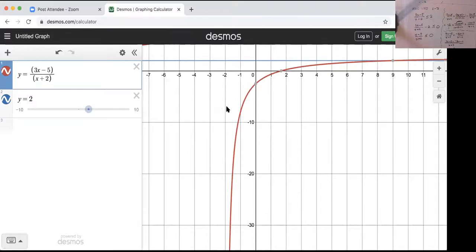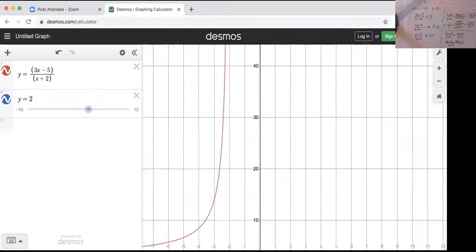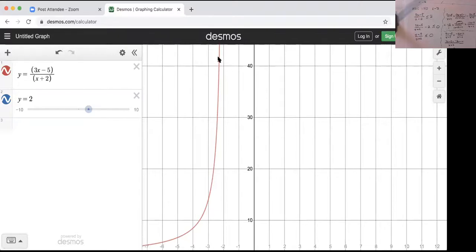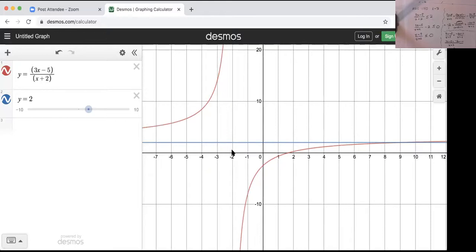Until I get to -2, and then boom, on the other side of -2, it jumps to way above 2. So between -2 and 9 on this range, from -2 to 9, the red function, (3x minus 5) over (x plus 2), is less than the blue function, is less than 2.